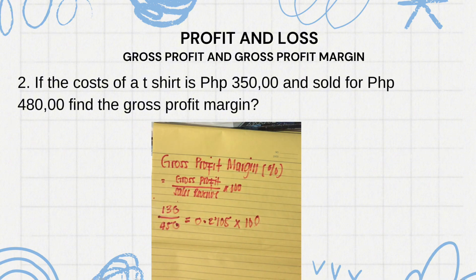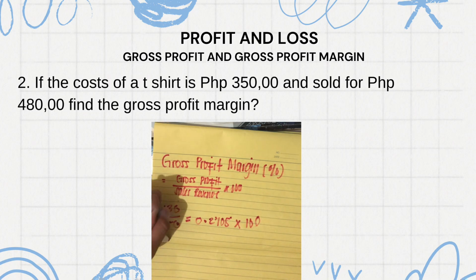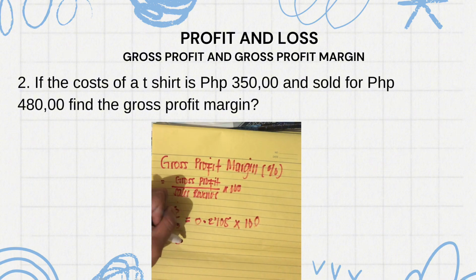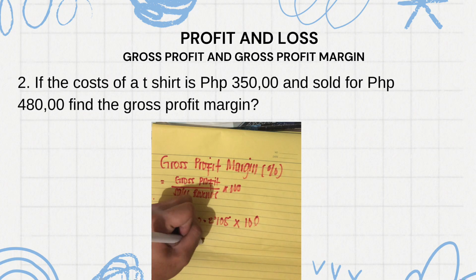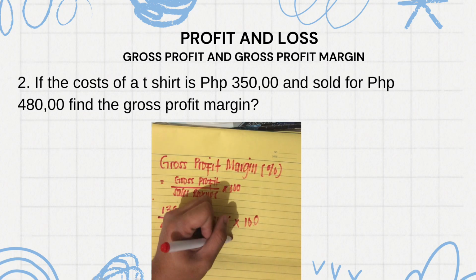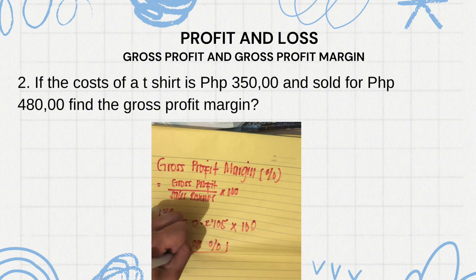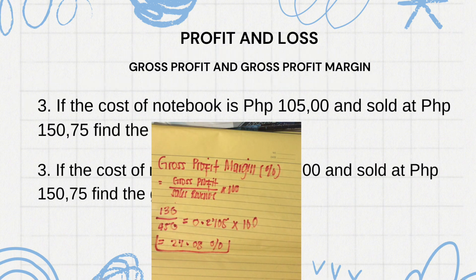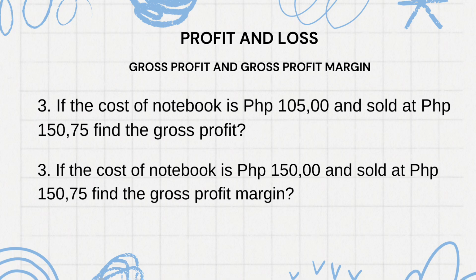So our answer will be 7.08%. This is the gross profit margin. Now we have here the third example.